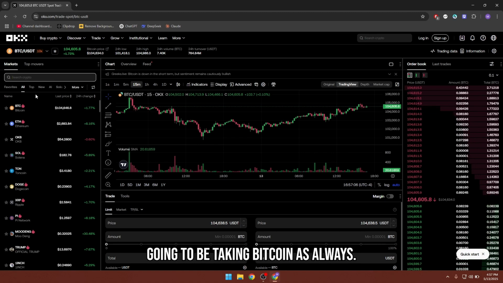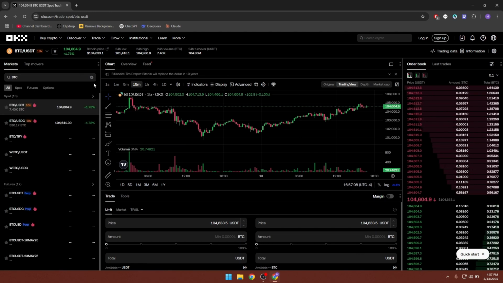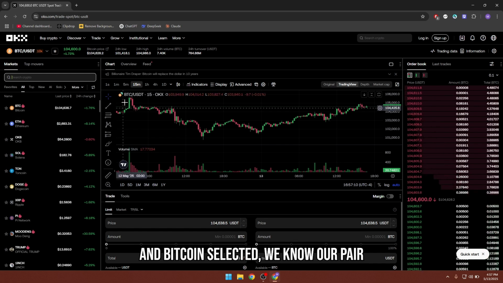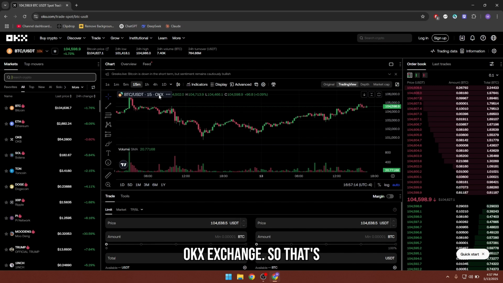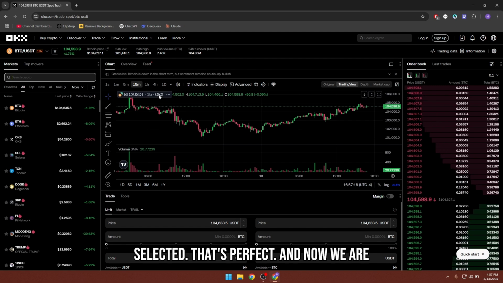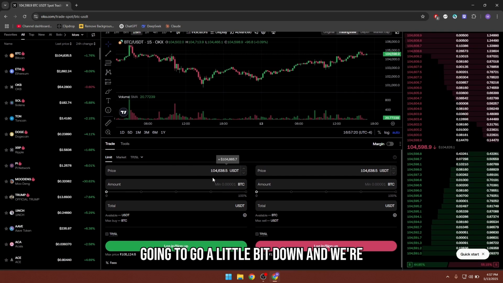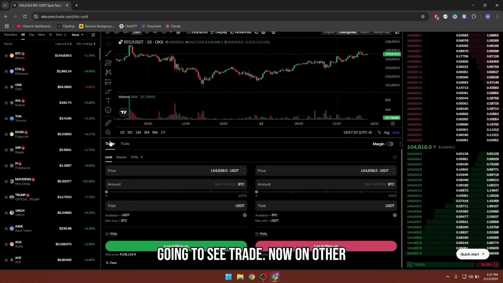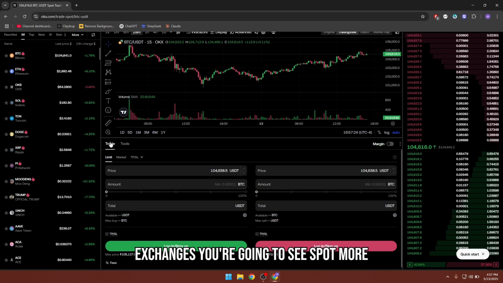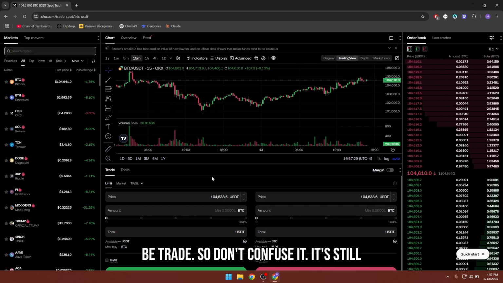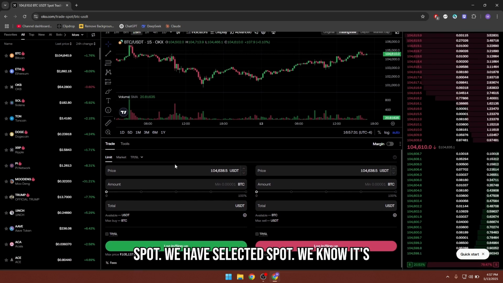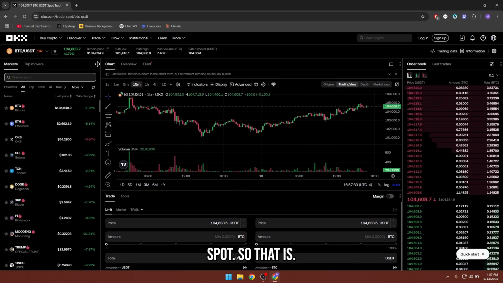In our case, we're going to be taking Bitcoin as always. With Bitcoin selected, we know our pair is Bitcoin USDT, 15 minute, on the OKX exchange. That's perfect. Now we are going to go a little bit down and we're going to see trade. On other exchanges you're going to see spot more commonly, but here on OKX it's going to be trade. So don't confuse it. It's still spot. We have selected spot.